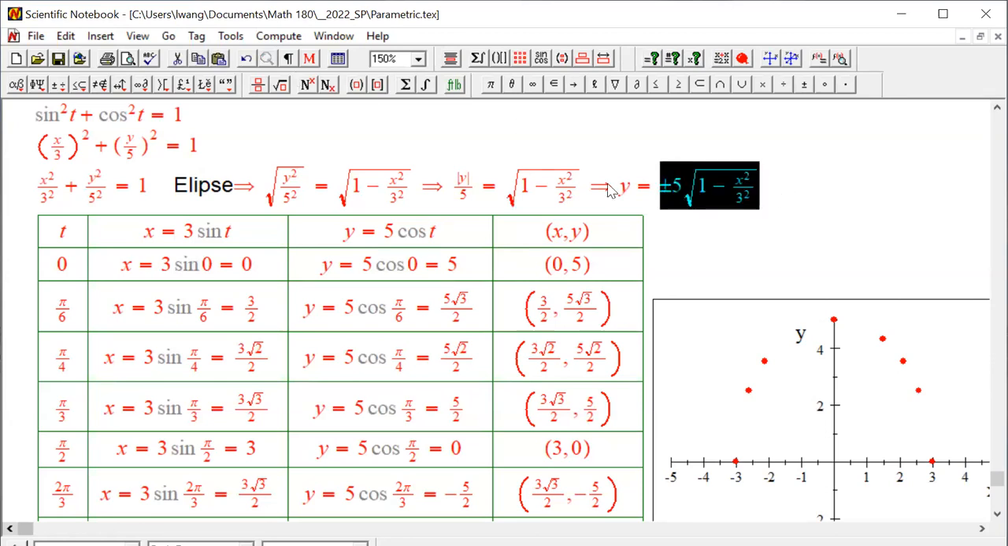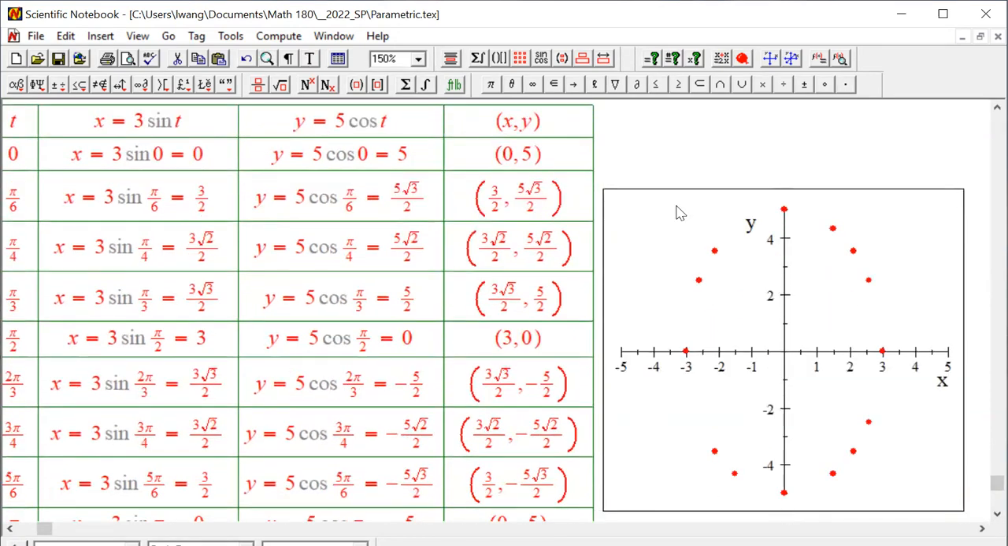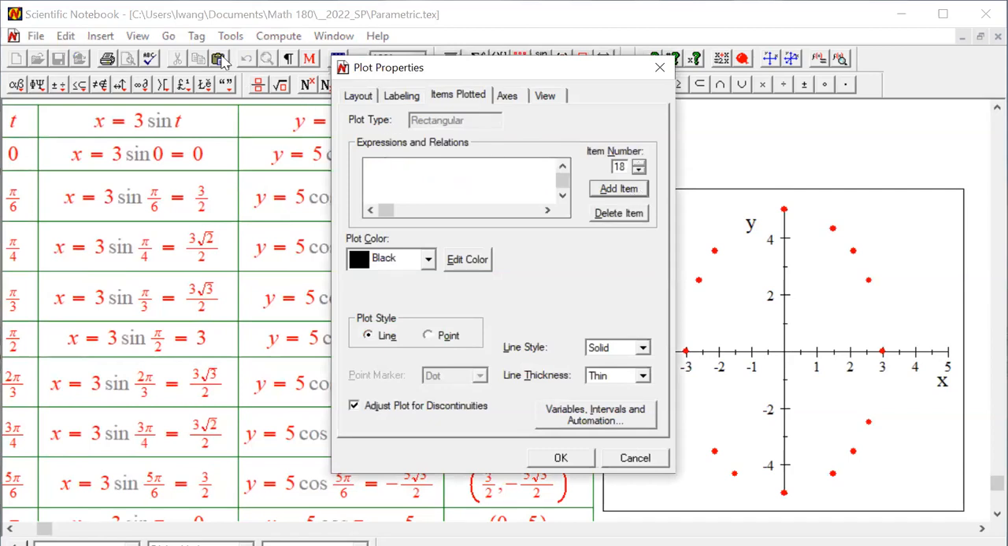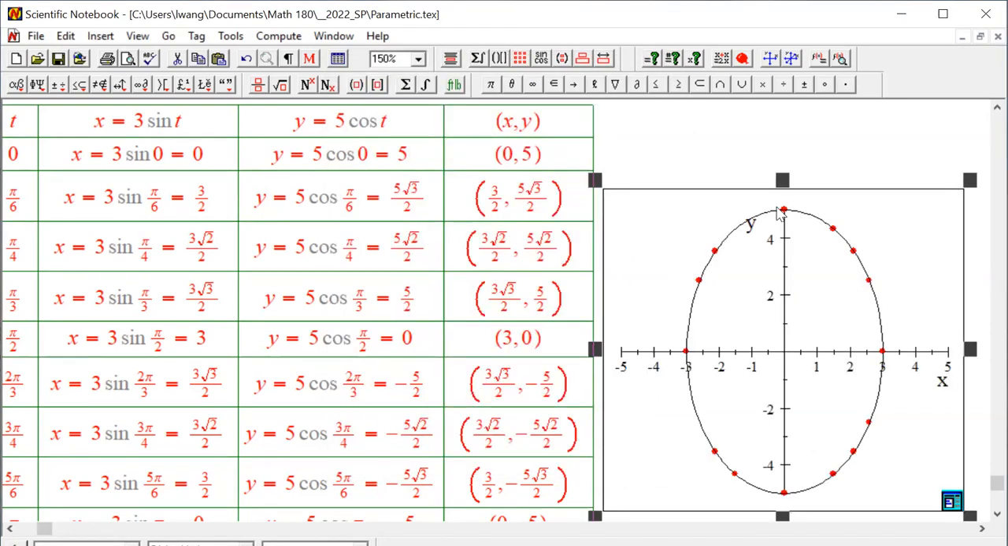So we have 2 pieces to graph to get the curve. I'm going to graph these 2. One is negative and the other one is positive. There you go. And the particle starting from 0, if you make a complete graph, goes like this.